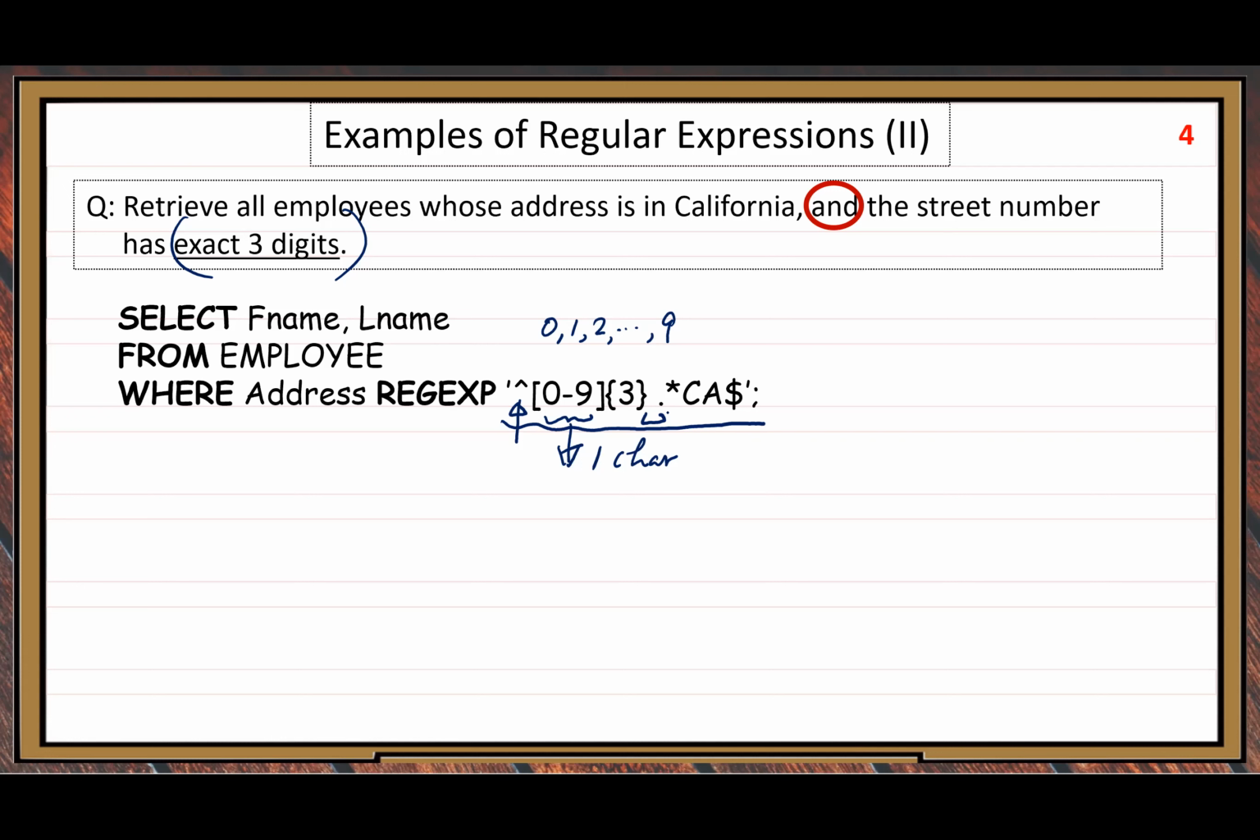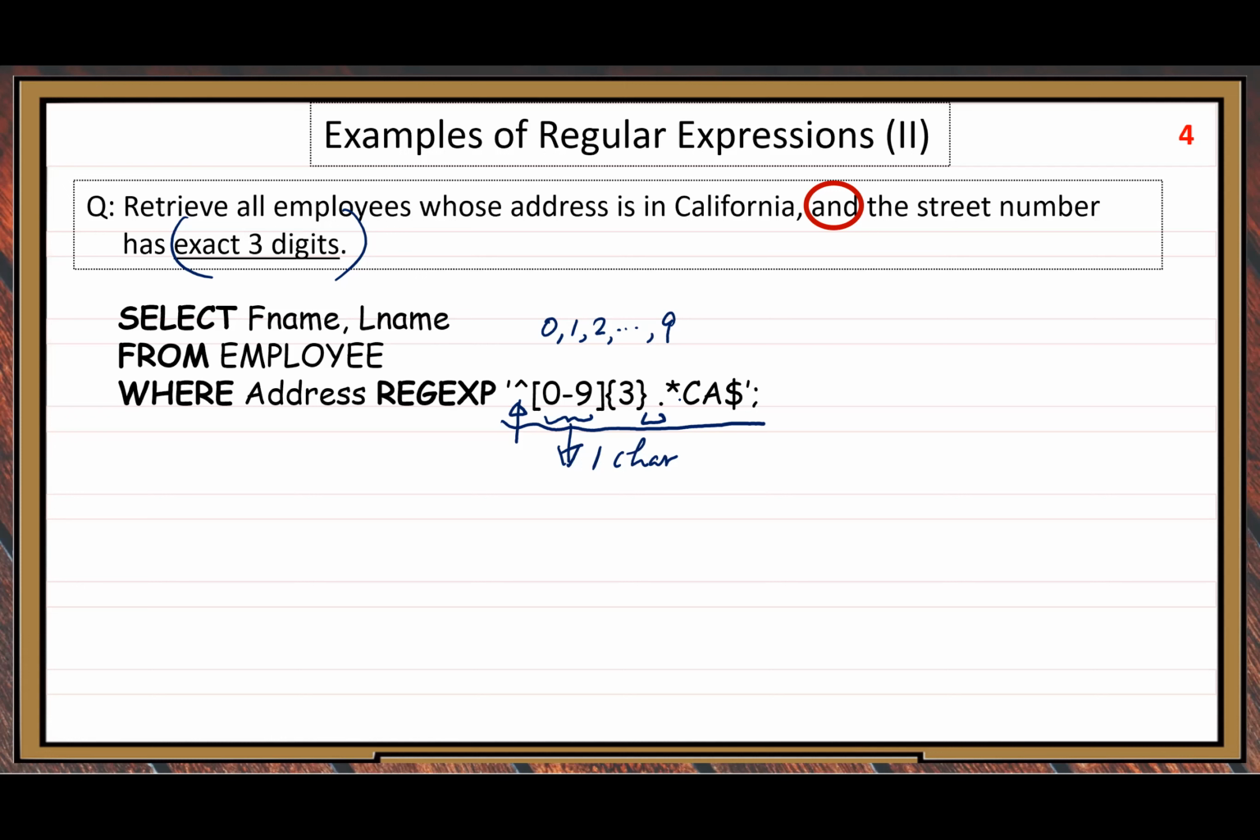After that space, the dot symbol represents any single character. Then the star means repeated any number of times, 0 or more. So after the space, you can have a certain number of characters, whatever they are, and together they all match this dot star pattern.